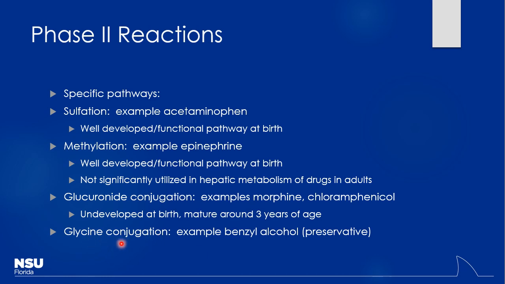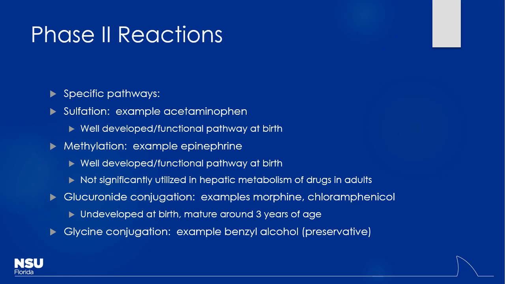Here's a good example of glycine conjugation. There's a product called benzyl alcohol, and it's a preservative. If you look at IV vials of drugs and you see it says multi-dose or multi-use, that usually has a preservative in it, so that you can insert a needle into it multiple times and you won't find any bacteria growing in it because of these preservatives.